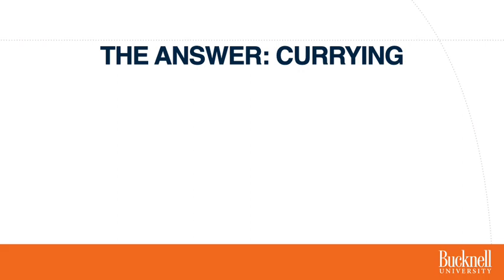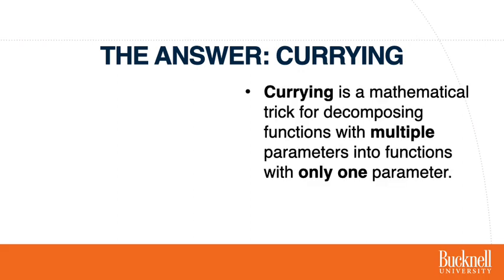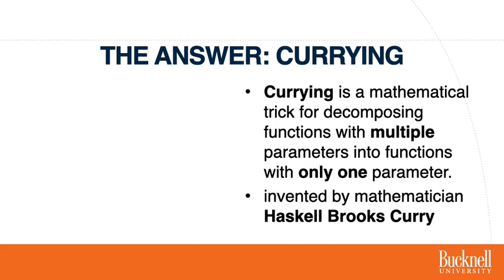The answer to all these questions is currying. Currying is a mathematical trick for decomposing functions with multiple parameters into functions with only one parameter. This was invented by the mathematician Haskell Brooks Curry, who gives it its name. Haskell Brooks Curry is, of course, the namesake of the Haskell language as well.